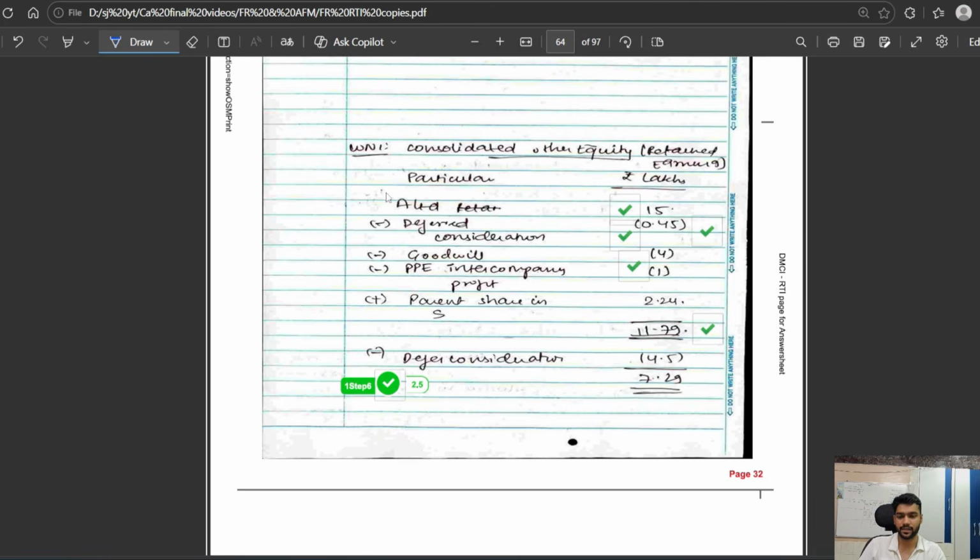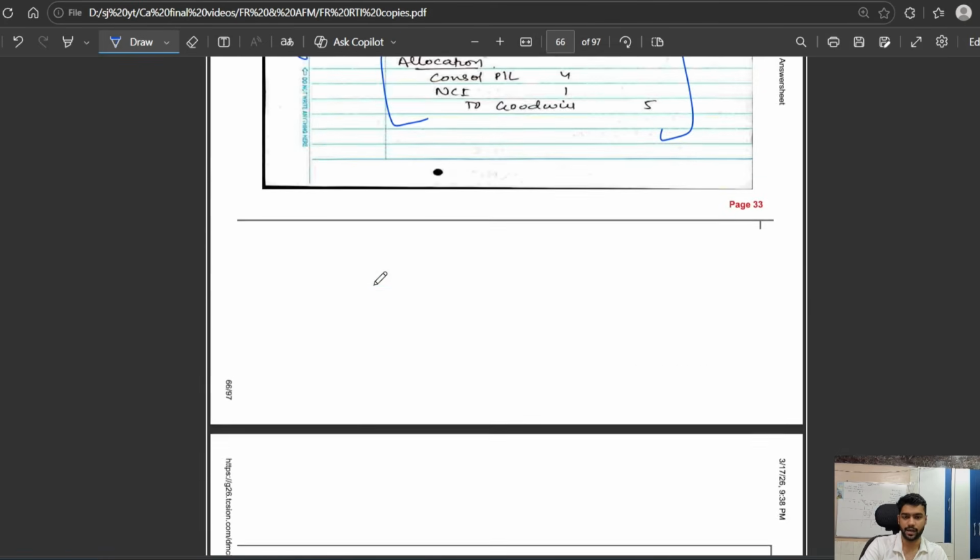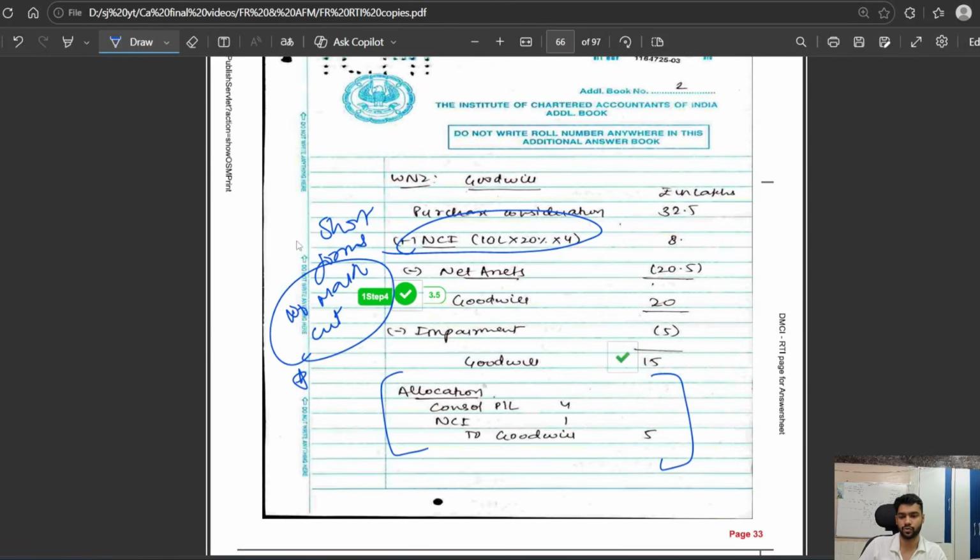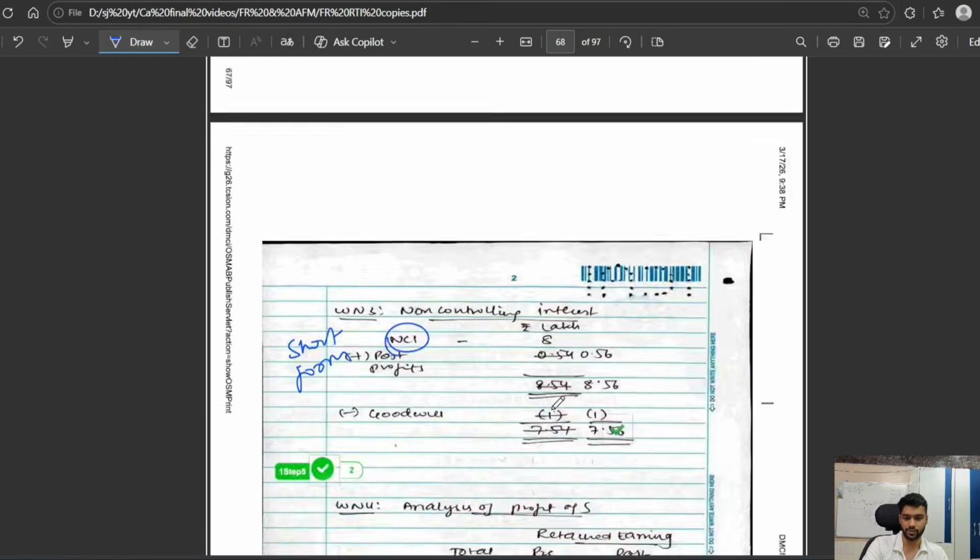As you can see here, I will show you where I got the most marks. I just wanted to show you where I've written. I have written short form NCI everywhere. In this working note, I have written NCI everywhere, but still ICAI has not deducted marks. Here I just gave the allocation for my better understanding. There was no marks for it.